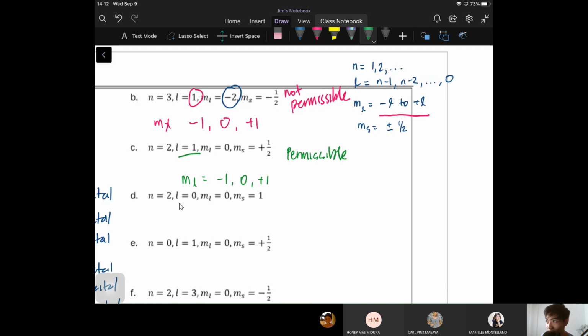Letter D. Tignan nyo kung permissible yung D or hindi. Not permissible po. Bakit not permissible yung D? Kasi po only 1 and 1/2 lang po ang counted sa MS. Ayun. So, looking at MS, 1 yan eh. So, ano lang yung pwedeng value ng MS? Positive 1/2 or negative 1/2. It cannot have a whole number value, no? So, hindi pwede yan. Not permissible.